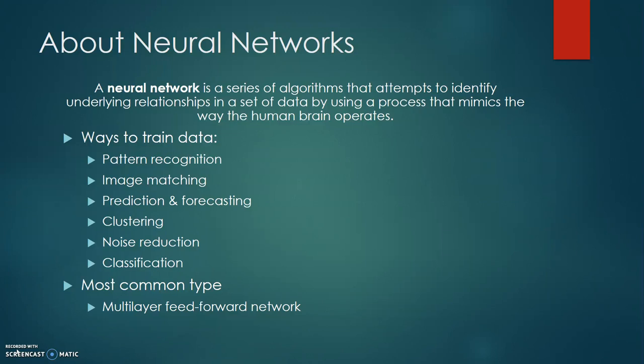There's a bunch of different ways that you can train the data. A few listed here are pattern recognition, image matching, prediction and forecasting, clustering, noise reduction, and classification. But the most common type is the multi-layer feed-forward network.